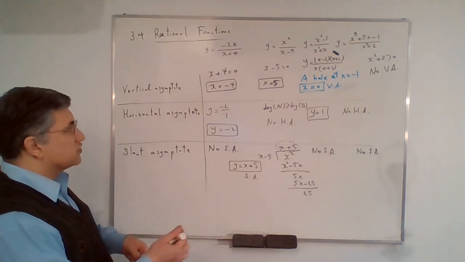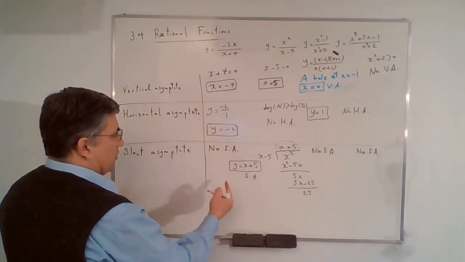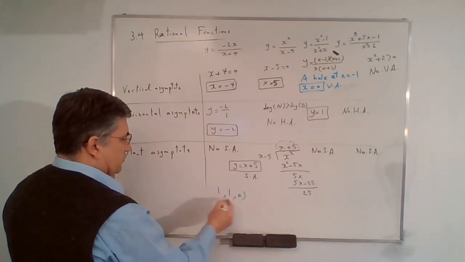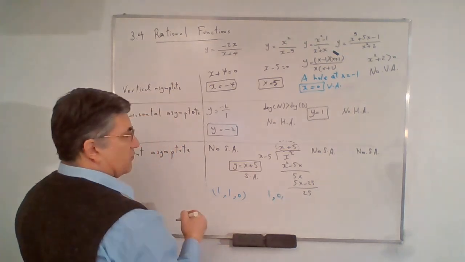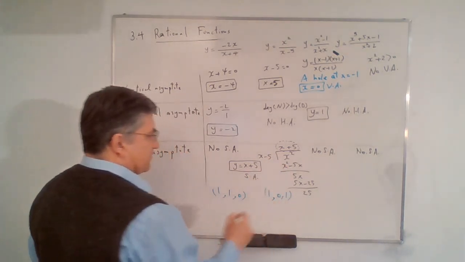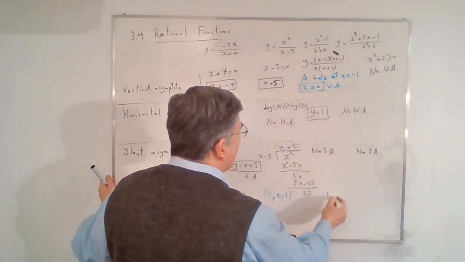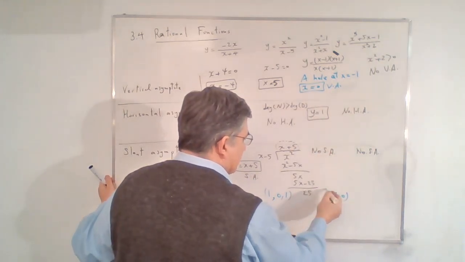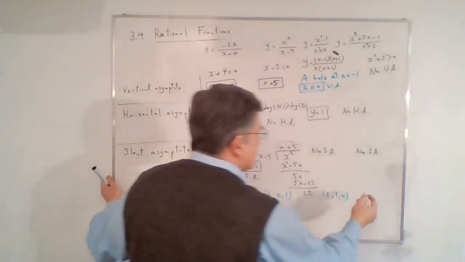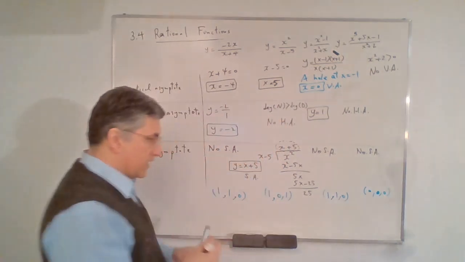Maybe I can quickly summarize. Here we had one vertical, one horizontal, 0 slant asymptote. Here we had one vertical, 0 horizontal, 1 slant asymptote. Here we had one vertical asymptote, x equals 0, 1 horizontal, and 0 slant asymptote. And here we had actually nothing, no asymptotes at all.